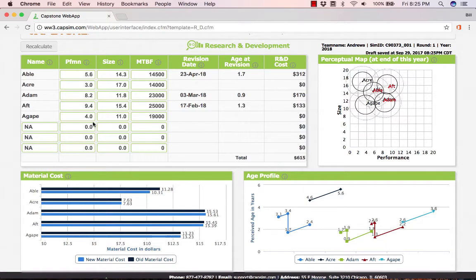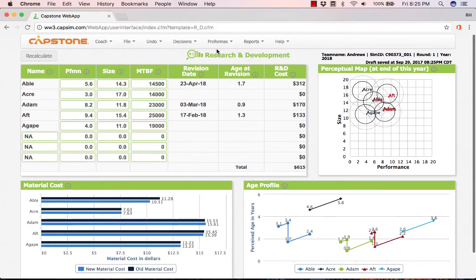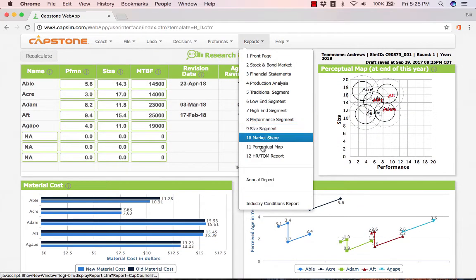And then lastly, let's look at our size product, Agape. And let's see, let's go to our courier. Where'd that go? There we go. Okay, so Agape.